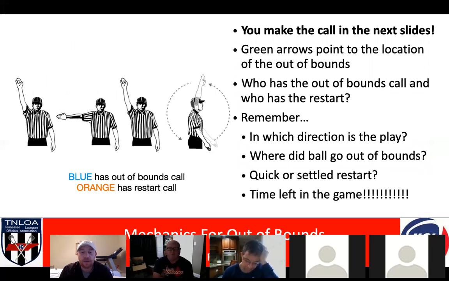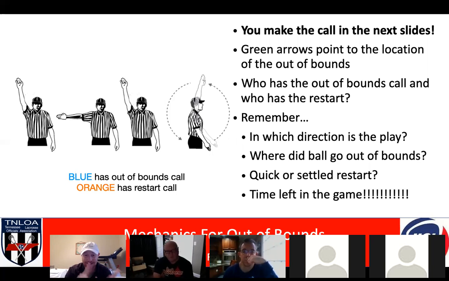Now, these next ones are going to be you make the call. You make the call on the next few slides. The green arrow points at the location of the out of bounds. I want you to tell me who has the out of bounds call and then who has the restart, because they can be different. Remember, which direction is the play? Where did the ball go out of bounds? Is it a quick or settled restart? And big thing, time left in the game.